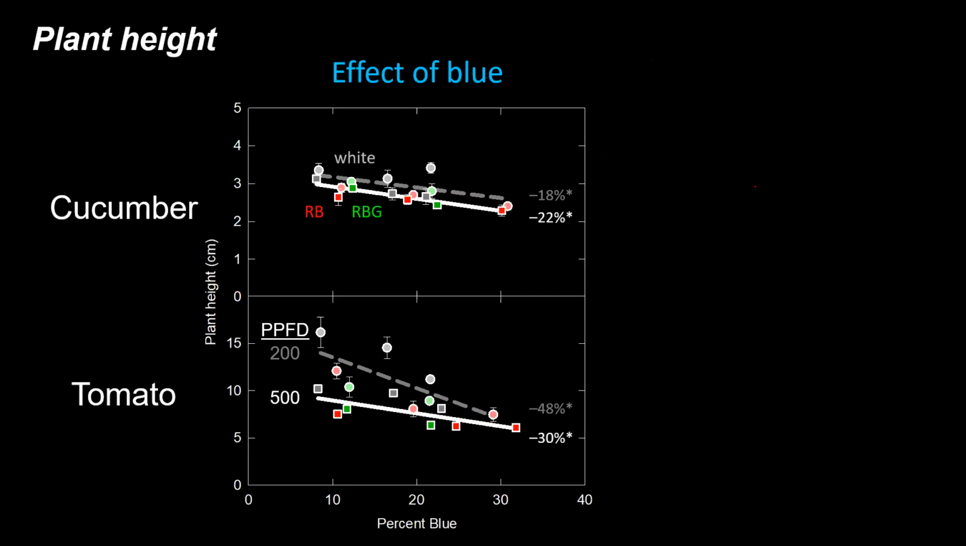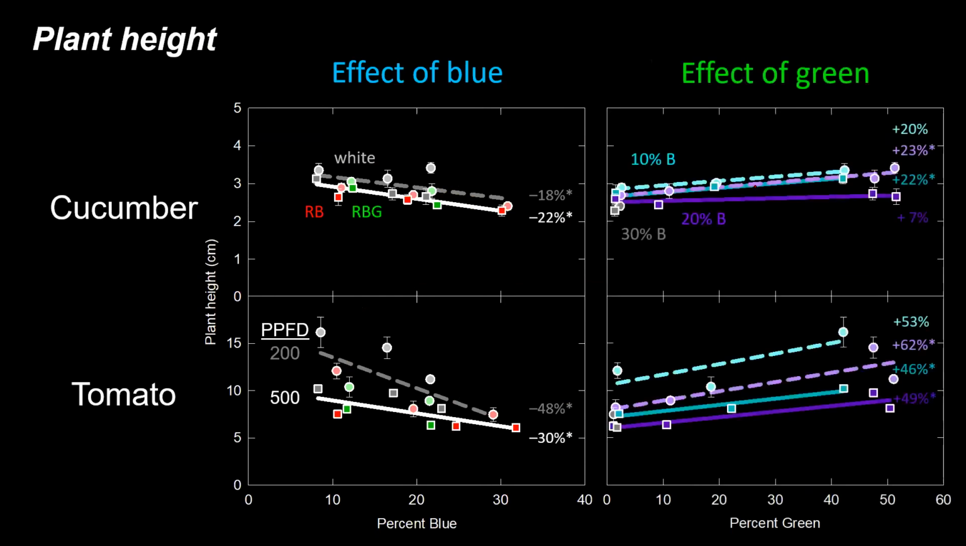So the first parameter we're going to look at here is stem elongation. And similar to what I showed you before with shade avoidance, plants in response to shade will elongate their stems to try to reach out of it. And we can see here that increasing the fraction of blue, as expected, decreased that stem elongation. And there was an interesting interaction with intensity here in tomato. But now if we look at the response of green, again, they showed the expected response. If green is a signal of shade, we saw an increase in stem elongation in both cucumber and tomato with increasing green photons.